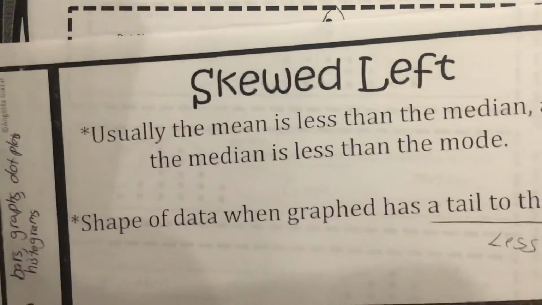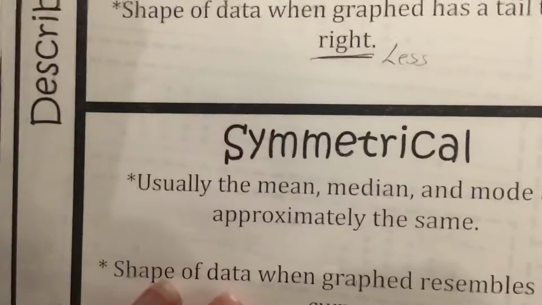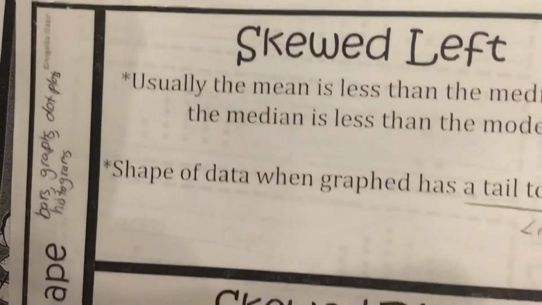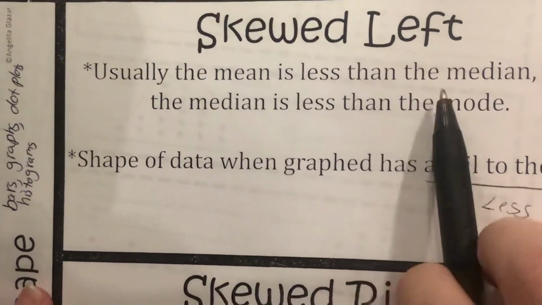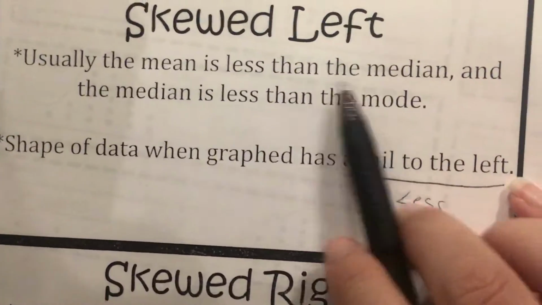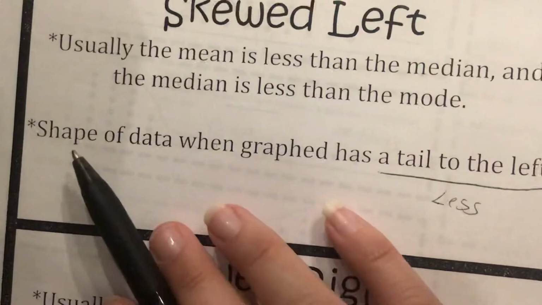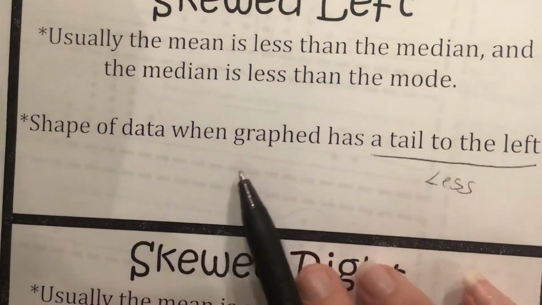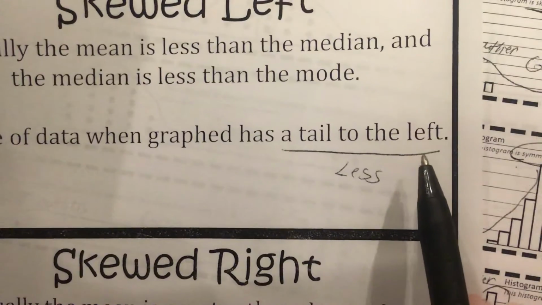You can look at a graph and you can tell if it's skewed to the left, if it's skewed to the right, or if it is symmetrical. Okay? The first thing, skewed to the left. Let's look at it. It says usually the mean is less than the median, and the median is less than the mode. The shape of data when graphed has a tail to the left. Okay? Let's look and see what that looks like.